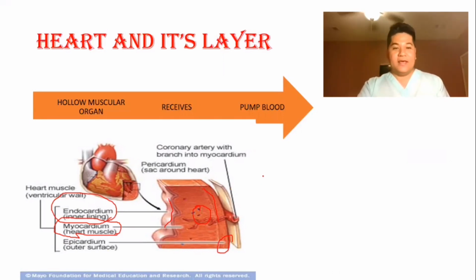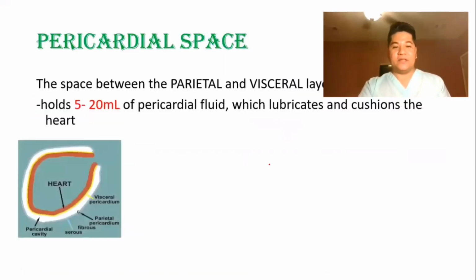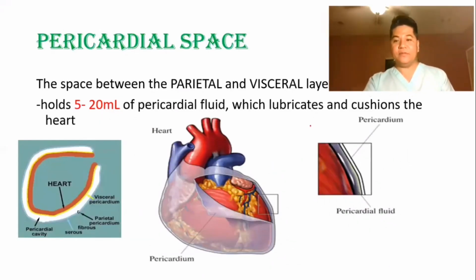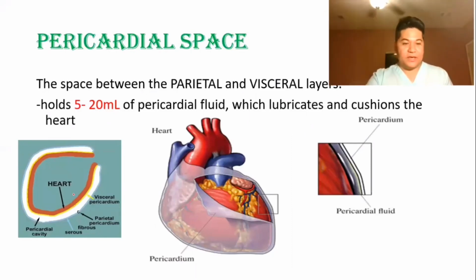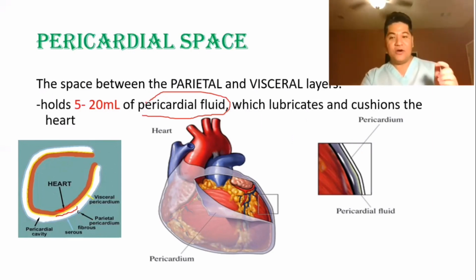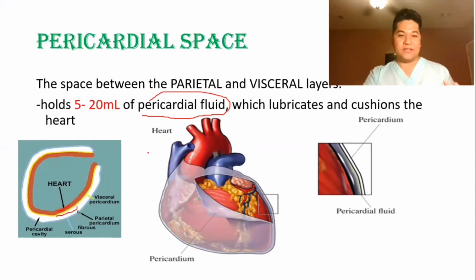Okay, so next is the pericardial space. This is a space between your pericardium and the heart muscle. That's your pericardial cavity, and in that cavity there is what we call the pericardial fluid that nourishes and cushions the heart. This also can be affected by pericarditis, so that's why we have to know this a little bit more.